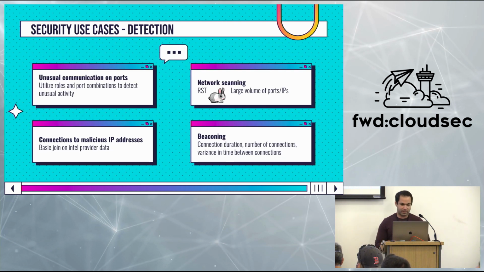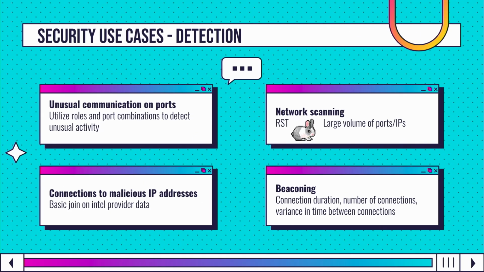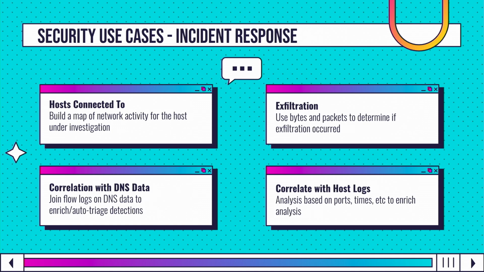So I'll zoom through these next few slides. Unusual communication, so being able to baseline what kind of ports you'd expect your compute instances to talk to. Network scanning, with AWS, we at least get reset packets, connections to malicious IPs, and then beaconing as well. Incident response, you can get stuff like hosts connected to you, exfiltration. You can correlate with your DNS data to get sort of true host names, and then potentially correlate with your host logs as well.